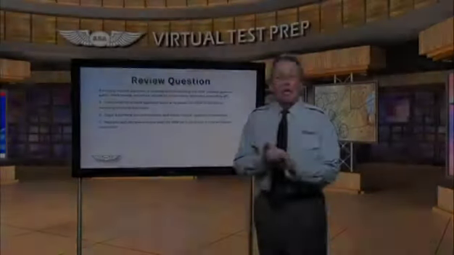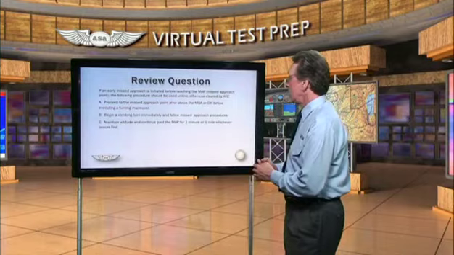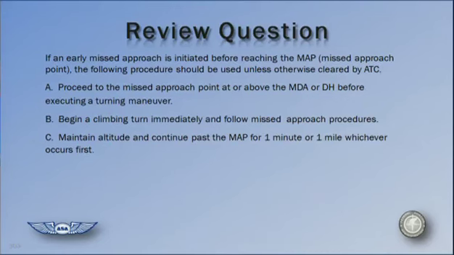All right. Okay, taking time again for another question. If an early missed approach is initiated before reaching the MAP or missed approach point, the following procedure should be used unless otherwise cleared by ATC. Your answer is A, B, or C, which is correct?